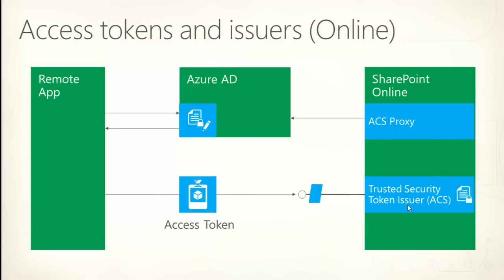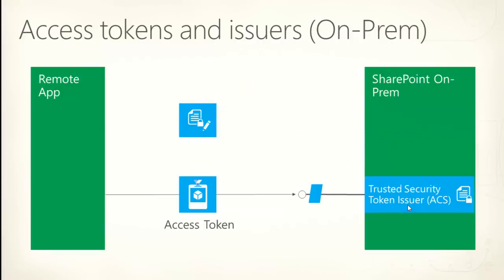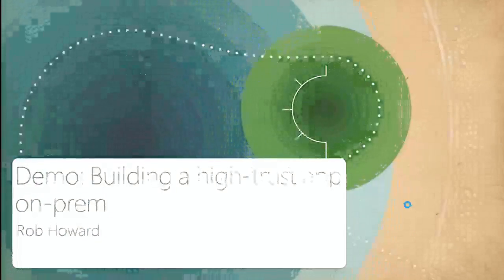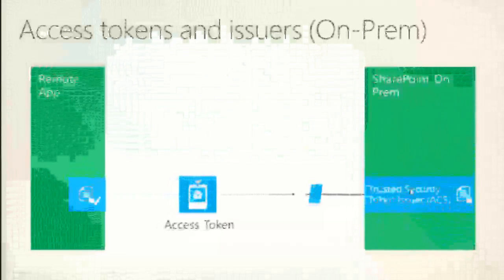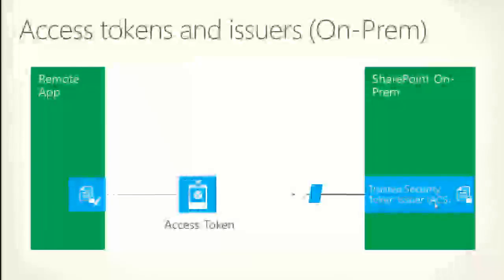But if we think about the on-premises case, there's no Azure AD. So we don't have an ACS proxy, and that cert that was in Azure AD has to be somewhere. So the on-prem thing actually looks a little bit simpler, where the app actually has this certificate. Let me go back. There's a little bit of a slide bug here that shouldn't say ACS. That certificate, that trusted security token issuer on the SharePoint side, is actually now the app. So that remote app has a certificate that SharePoint trusts directly, and the app can just create its own access tokens based on whoever the user is and send them over to SharePoint.